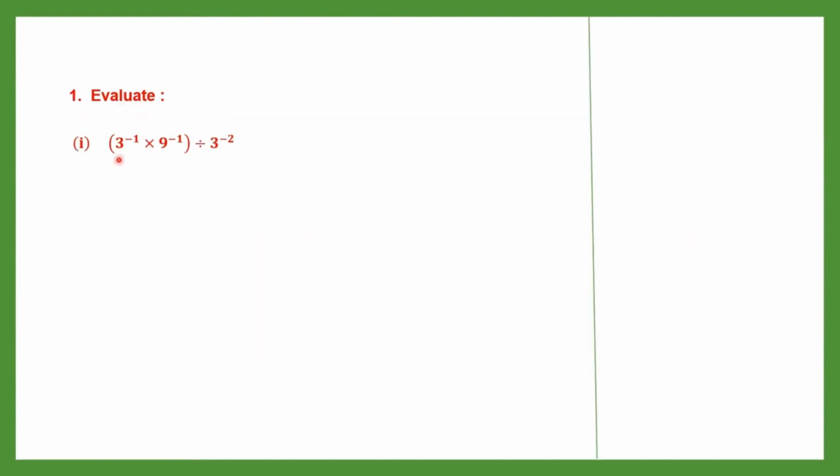Question 1, evaluate. In the first one, we have 3 to the power of minus 1 into 9 to the power of minus 1 in brackets divided by 3 to the power of minus 2. So what is given in brackets has to be done first. And here we have 3 to the power of minus 1. So let's work out what is within brackets first.